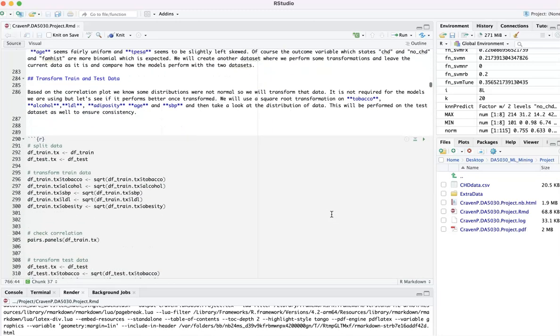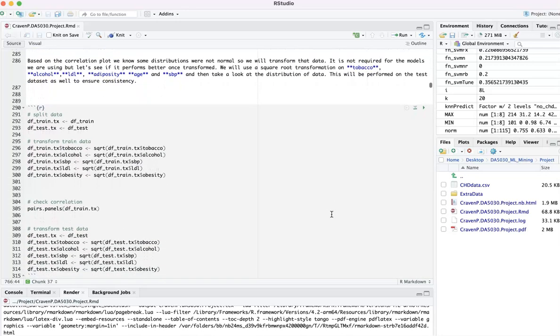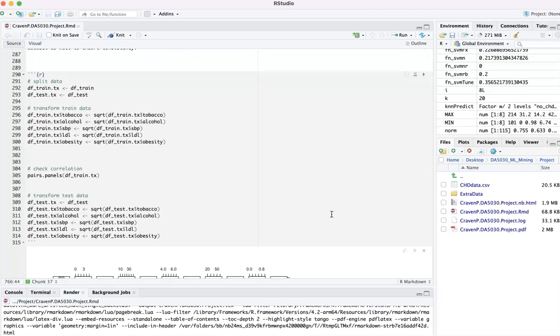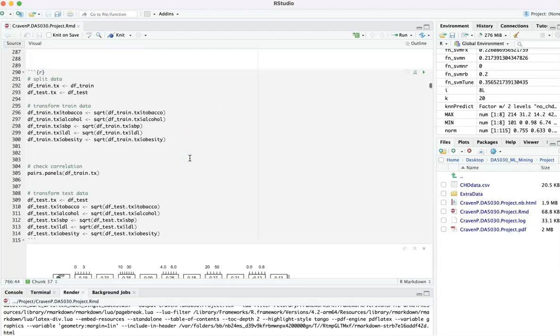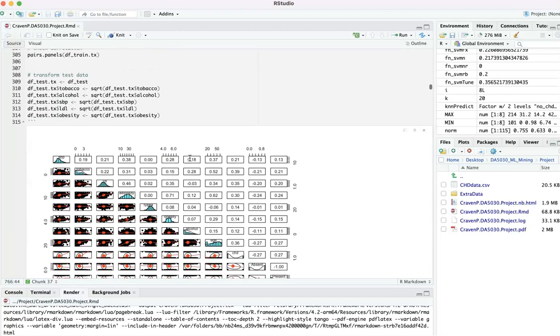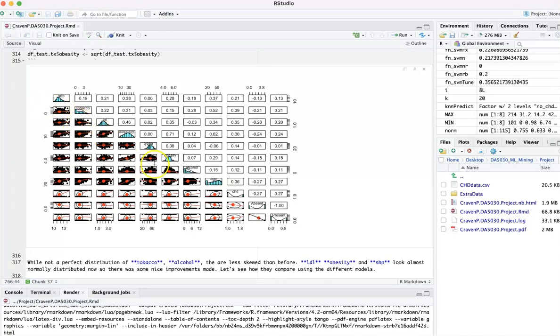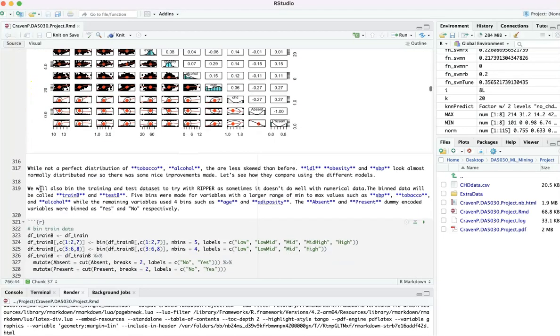So the next thing I decided to do because of those distributions was create a transformed data set. I tried several different transformations, log, exponential, and square root, and I found that square root worked the best for my data set. I separately transformed both the training and test set for tobacco, alcohol, SBP, LDL, and obesity, and saved them as a separate data set. As you can see here, we have a better distribution, though not perfect. It is a lot better, and we're just going to see if it performs better.